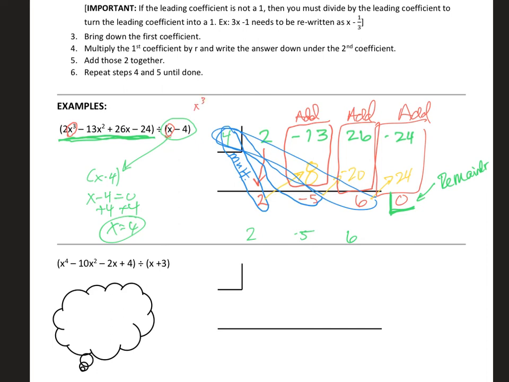So if I had x to the third and divided it by x, what do I get? I get x squared, don't I? So what do you think is going to go here? X squared, x, and then that is just a number. So there's my answer right there: 2x squared minus 5x plus 6.